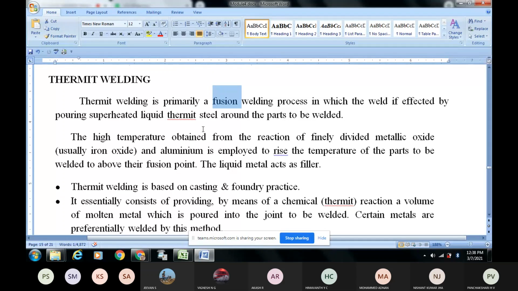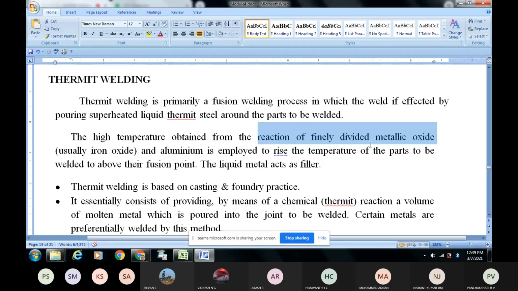So by means of what is the welding accomplished or achieved? The high temperature obtained, where are we obtaining it from? From the reaction of finely divided metallic oxide. That is called, we have seen, the thermit mixture.